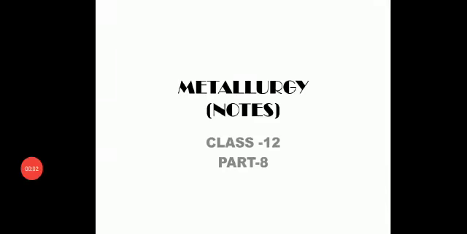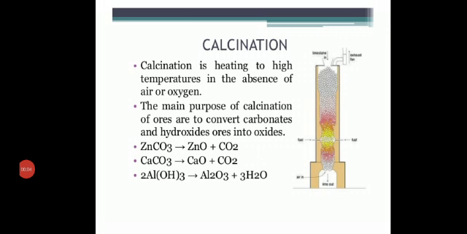Now, after the extraction of aluminium, we will see the extraction of the other metals. For the extraction of the metals, generally these are the steps I've told you earlier. We take the ore, we go for crushing and grinding of the ore. Then we go for the levitation of the ore. Then we go for the magnetic separation if it is required.